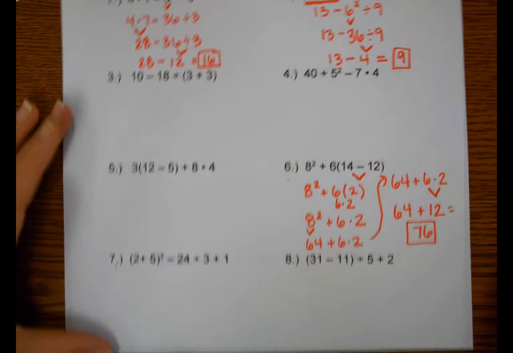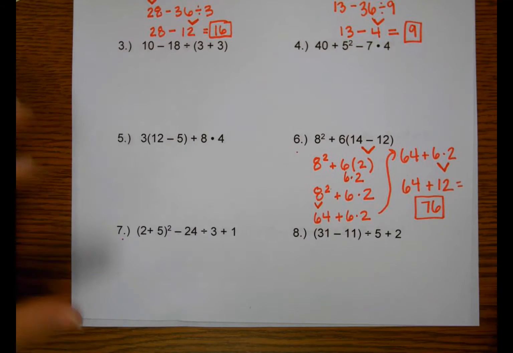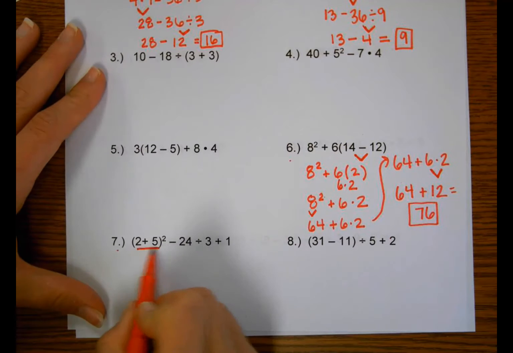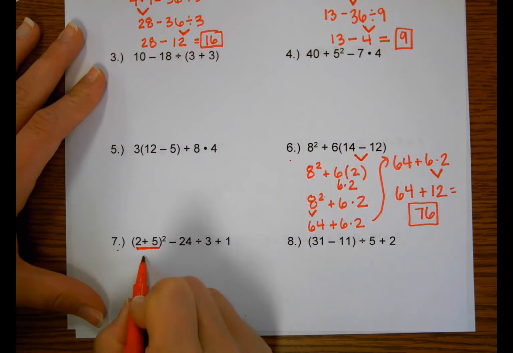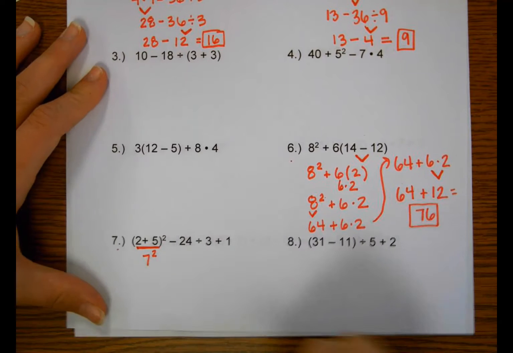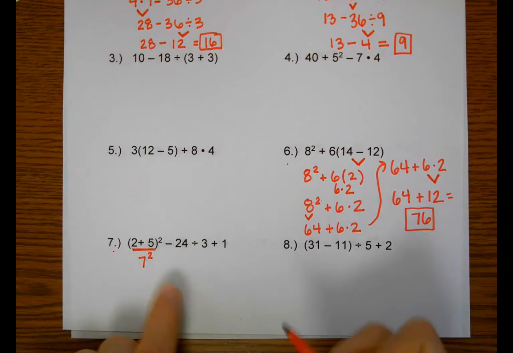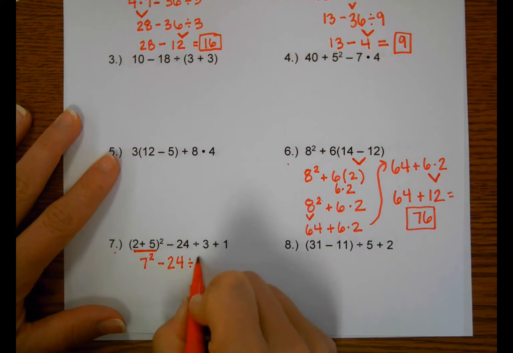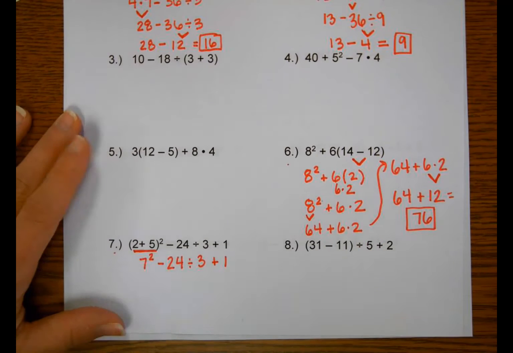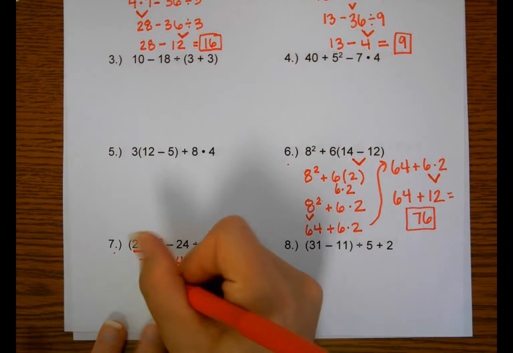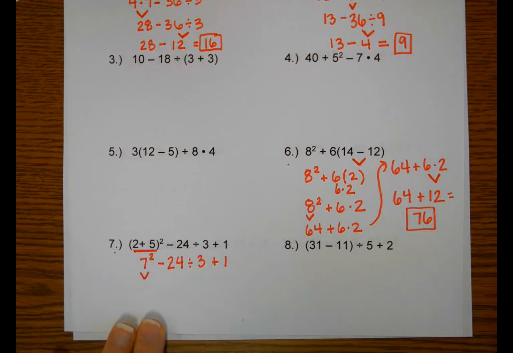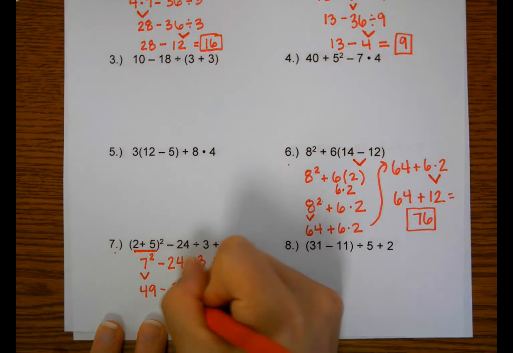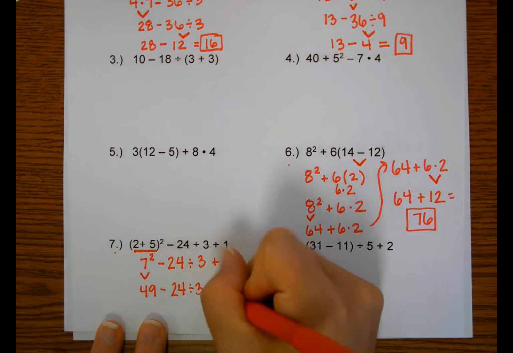All right, let's look at one more together. So if I do number 7, I think this one's a good one to look at. So I'm going to do parentheses first. So I'm going to do this 2 plus 5. 2 plus 5 gives me 7, and then I'm going to leave that squared there because I haven't done anything with it yet. All I did was add the inside of my parentheses. Then minus 24 divided by 3 plus 1. So I did parentheses. Now I'm going to do exponent. So 7 squared means 7 times 7, which gives me 49 minus 24 divided by 3 plus 1.